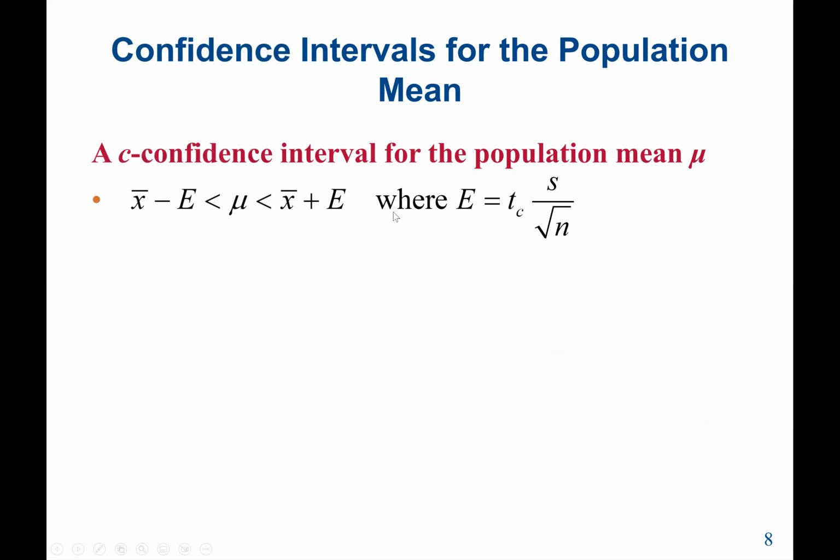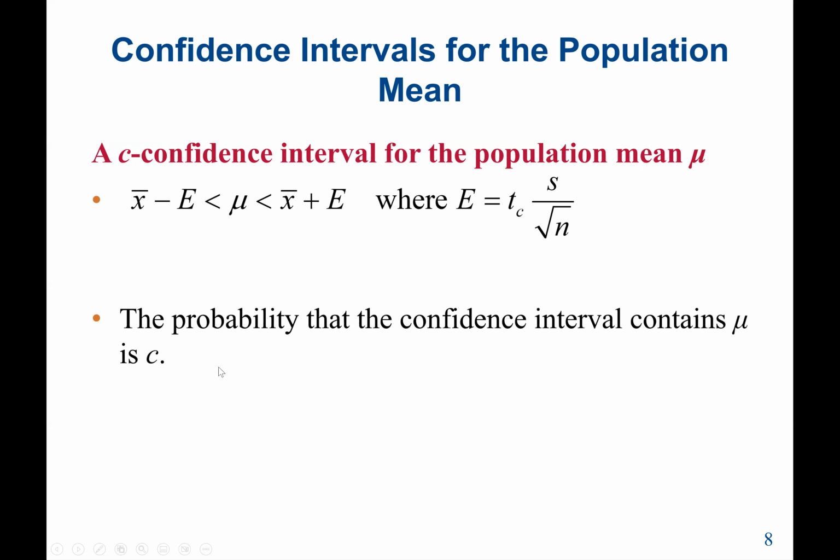So a c confidence interval for the population mean will be the sample mean minus E to the sample mean plus E, which means the population mean will be greater than the sample mean minus E and less than the sample mean plus E. Now, E is equal to the critical value tC times s divided by the square root of n. So here we say the probability that the confidence interval contains the population mean is c.